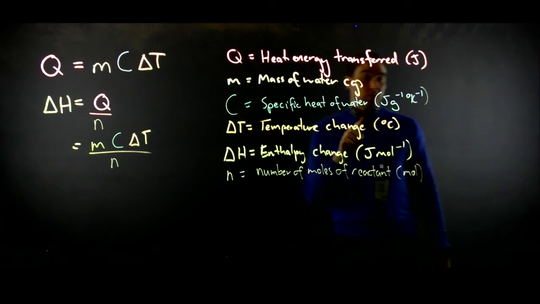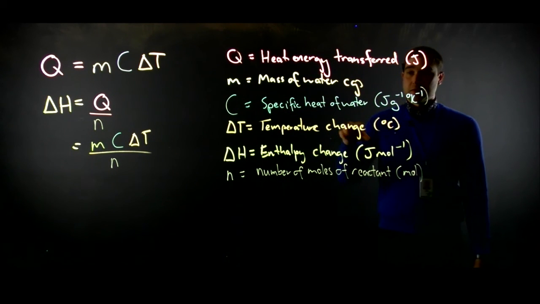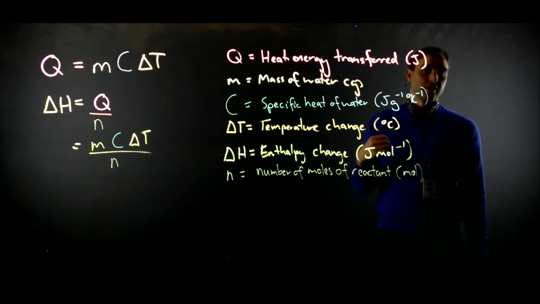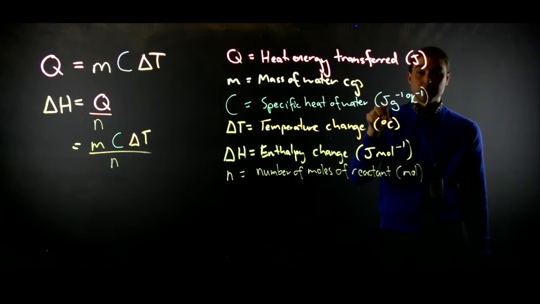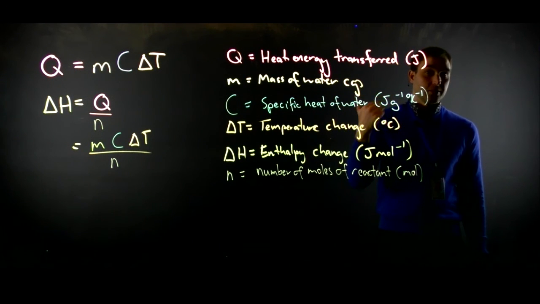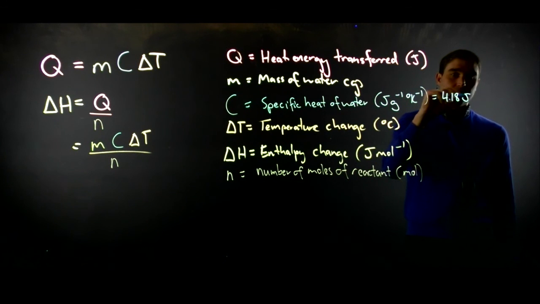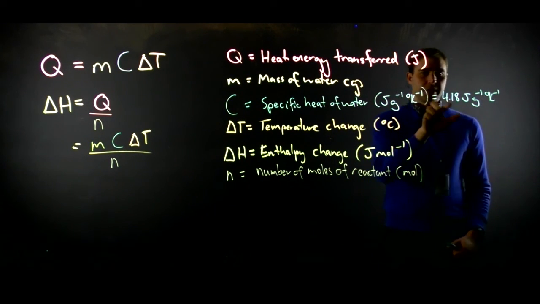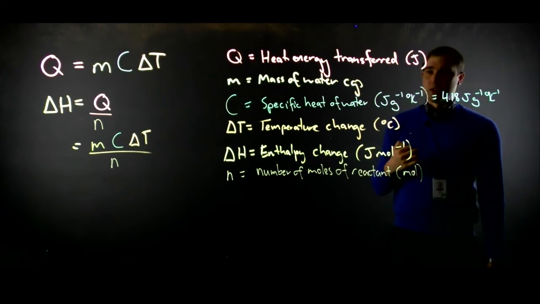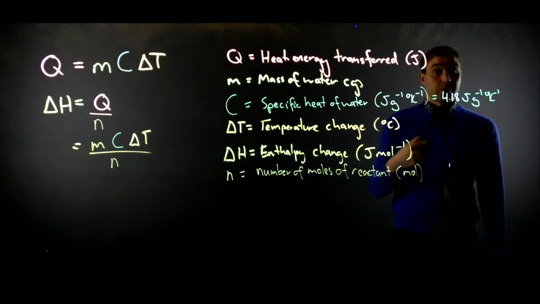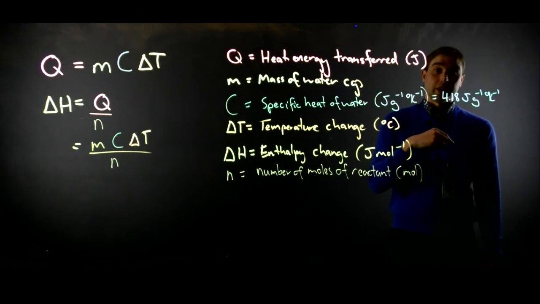C is the specific heat of water. Again, this could be a different substance, but usually it's water. The specific heat is the amount of energy to raise 1 gram of water by 1 degree Kelvin, and that gives us our unit: joules per gram per degree Kelvin. It's 4.18 joules per gram per degree Kelvin. This might be shortened to 4.2 depending on the question that you're given. So to raise 1 gram of water by 1 degree Kelvin, it's 4.18 joules of energy.